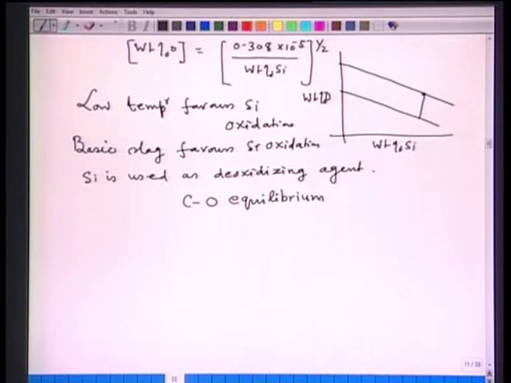Next, consider carbon oxygen equilibrium, also called oxidation of carbon. Now, this oxidation of carbon is the most important reaction in steel making. Now, let us consider the reaction.